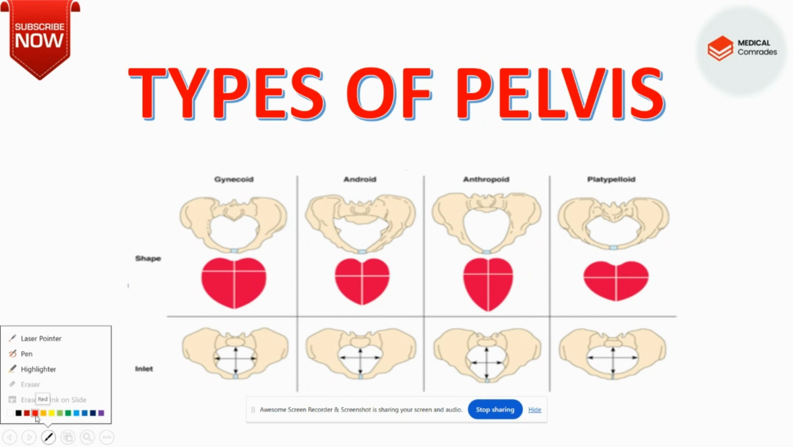So today we are going to study an OBG topic in midwifery called types of pelvis. This is a question mainly asked in exams for GNM and BSc nursing students. So let's dig into the topic.